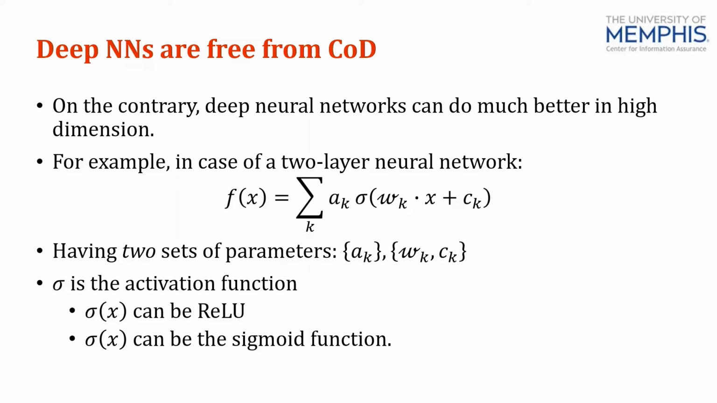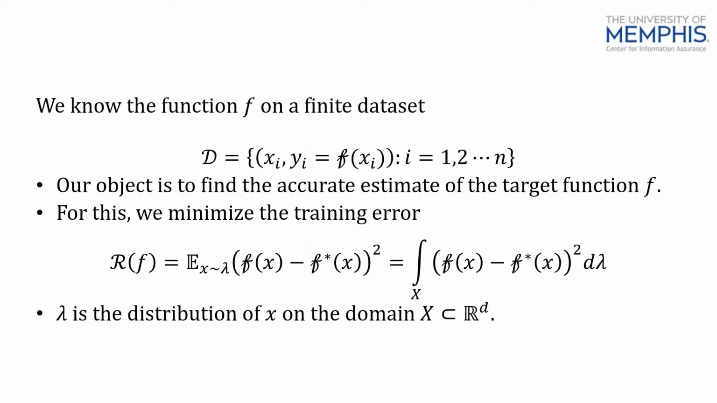Now sigma here is the activation function. So the choice of activation function can be anything. That can be ReLU, that can be sigmoid function, or it can be the function of model developer's choice. We consider the supervised learning here, where we know f for a finite data set, and we call this data as the training data that we discussed before. Now this training data D comprises of xi and yi. Here yi is the corresponding label of that xi. Now we already discussed that f, the value of f, is known in this set, so this f of xi is the yi. Now our objective is to find the accurate estimate of the target function f.